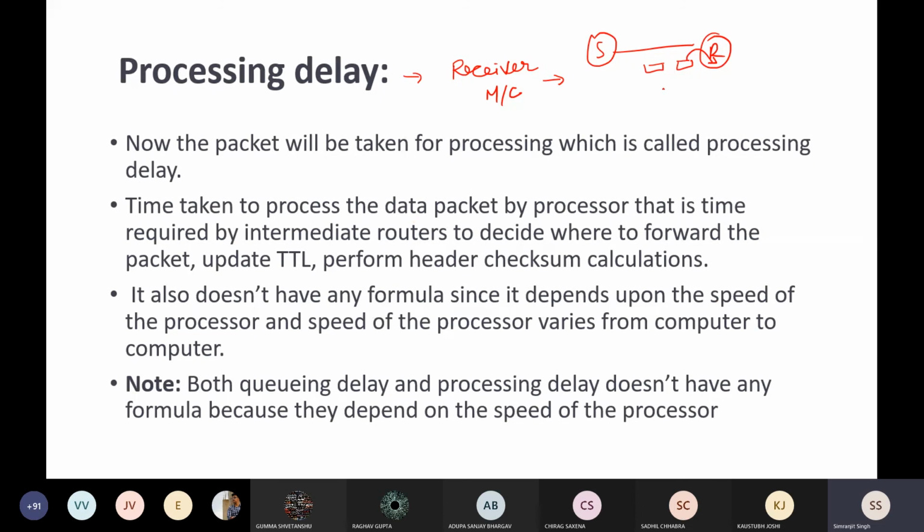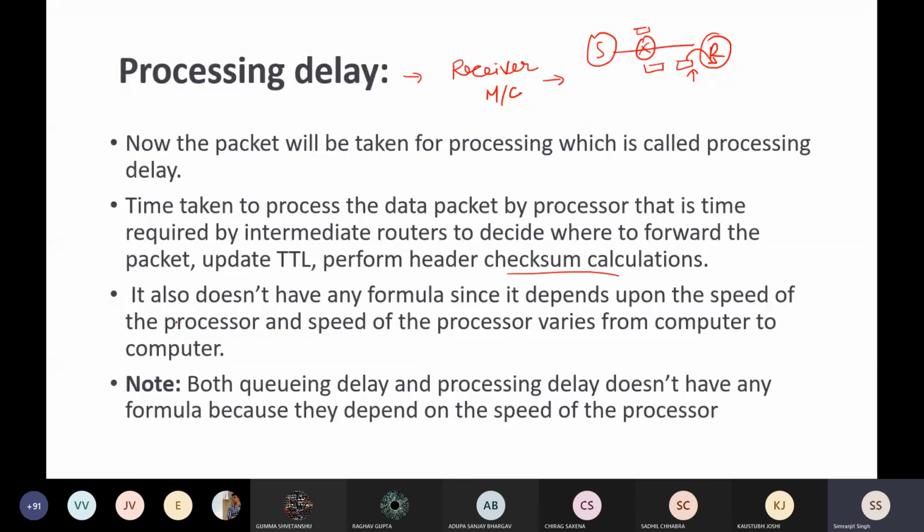Whatever is the time taken to process this particular packet is the processing delay. The time taken to process the data packet by the processor is the time required by the intermediate router to decide where to forward the packet, update TTL, and perform header checksum calculations. The checksum calculation is used for finding whether the packet is error free. All these things are processing. If there is an intermediate router, it will also divide the packet and check whether the packet is error free or not.